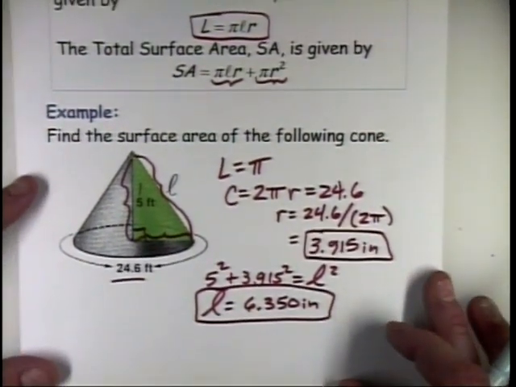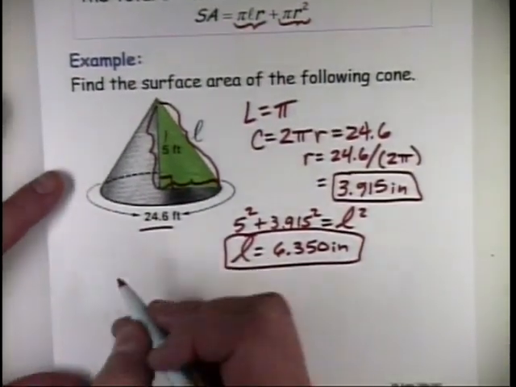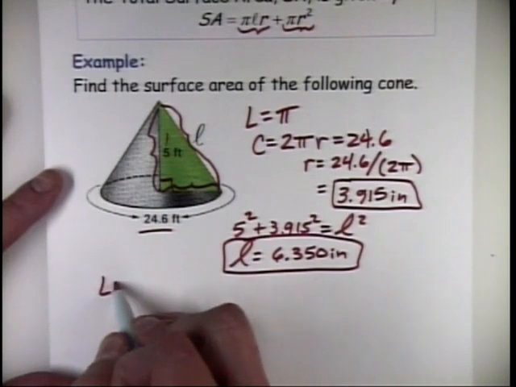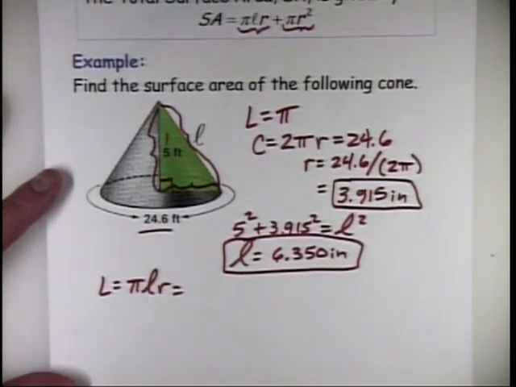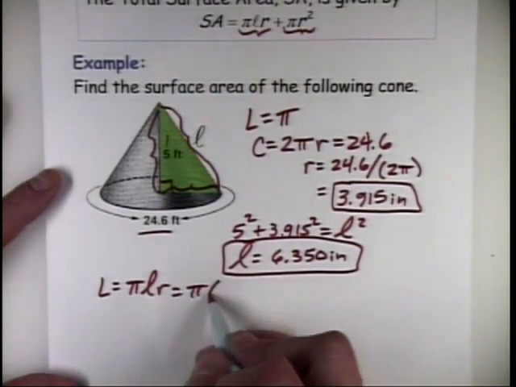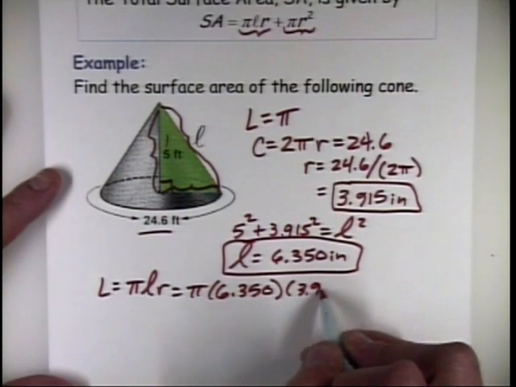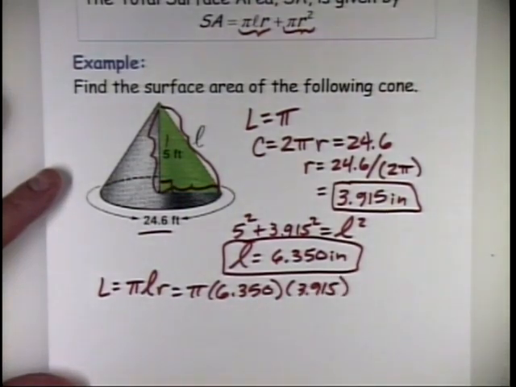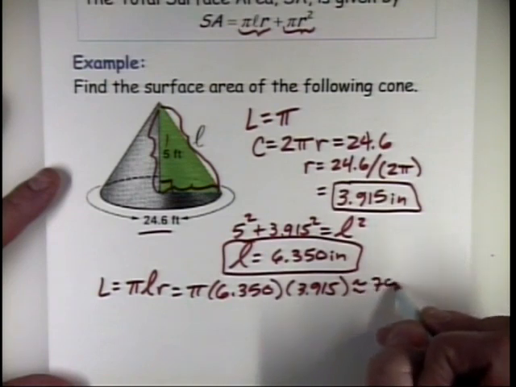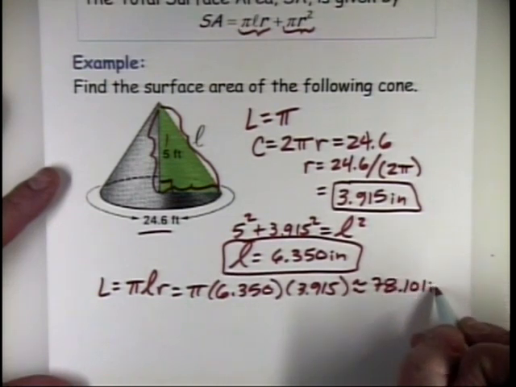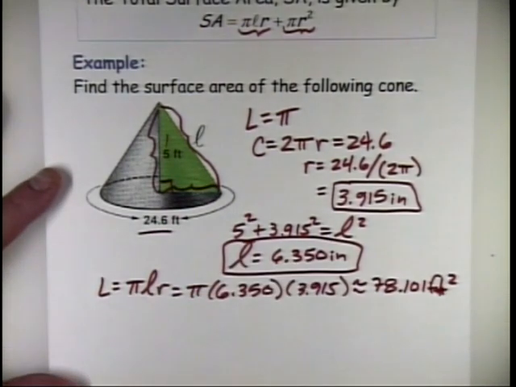Let's go ahead and find the lateral first, even though it doesn't ask for it. And we'll do it as a 2-step process. We'll add that to the area of the base. So the lateral surface area is pi times L times r. I like to rewrite it: pi, L is 6.350, times r, which is 3.915. And again, the calculator will help you with this. It's going to come out to be approximately 78.101 inches, or I'm sorry, feet squared. We have feet as units.